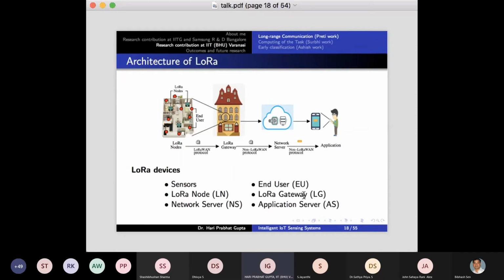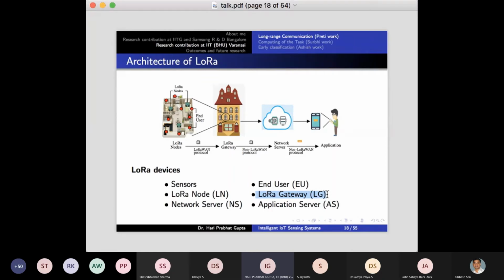This is a very simple architecture of LoRa. Let's brush up the LoRa concept: what is LoRa? The red color indicates the sensor which is deployed inside our smart home or smart buildings and so on. LoRa has two devices: one is the LoRa node, the other is the LoRa gateway. The LoRa node collects the information from the sensors and transmits it to the LoRa gateway. The LoRa gateway collects the information from the LoRa node and relays it to the network server. The LoRa gateway is not doing any processing; it is simply a gateway between the LoRa node and the network server. The network server transmits this information to the application server for solving the problem, and the application server transmits the solution to the user.